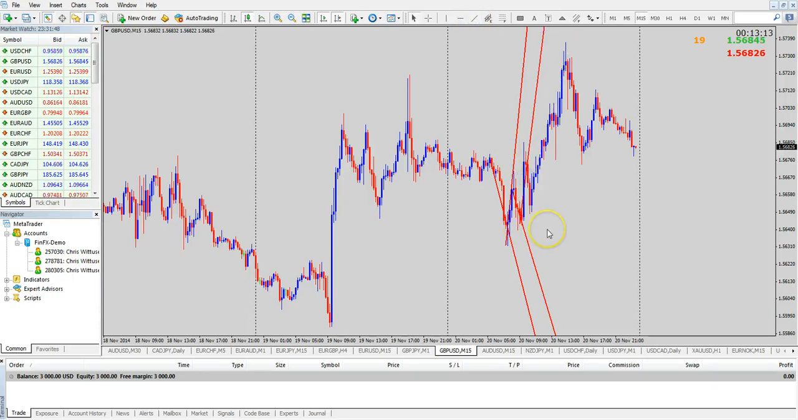W, same theory. You see the formation of W? Get in. W means the market goes up. M means the market goes down.